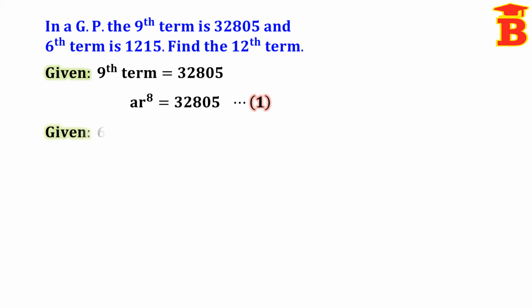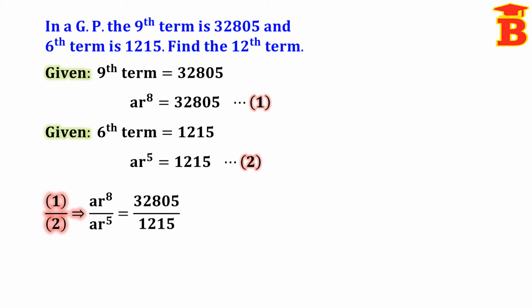Next, given sixth term is 1215. This sixth term is ar power 5, ar power 6 minus 1, that is 5, equal to 1215. Take it as equation 2. Now we have to solve 1 and 2. For solving, we take 1 divided by 2.